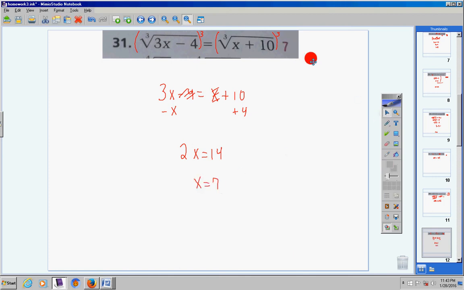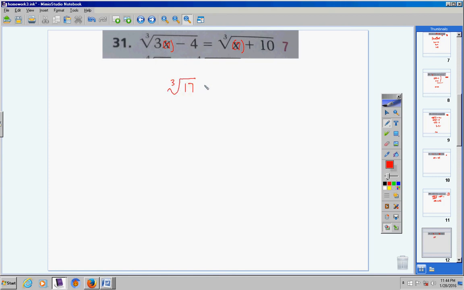So there we go. Now, let's check our answer. Even though we know it's right, let's check it. Let's practice this. We have the cube root of 3 times 7, and we have a 7 right here. Now, 3 times 7 is 21, and 21 minus 4 is 17. So I have the cube root of 17 equals, I have a 7 right here. 7 plus 10 is 17. So I have the cube root of 17 equals the cube root of 17. And that totally checks. Moving on to number 33.